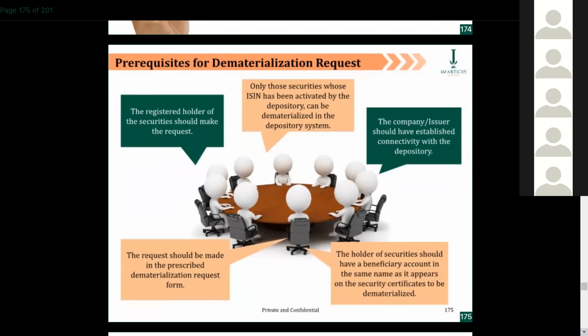So, if my account is in the name of Shikhi Pandey, I cannot dematerialize securities in my name if the securities are in the name of some other name. So for example, the account is in Shikhi Pandey's name, and the securities are in only the name of Shikhi. Then also I can't dematerialize. So the name has to be the same.